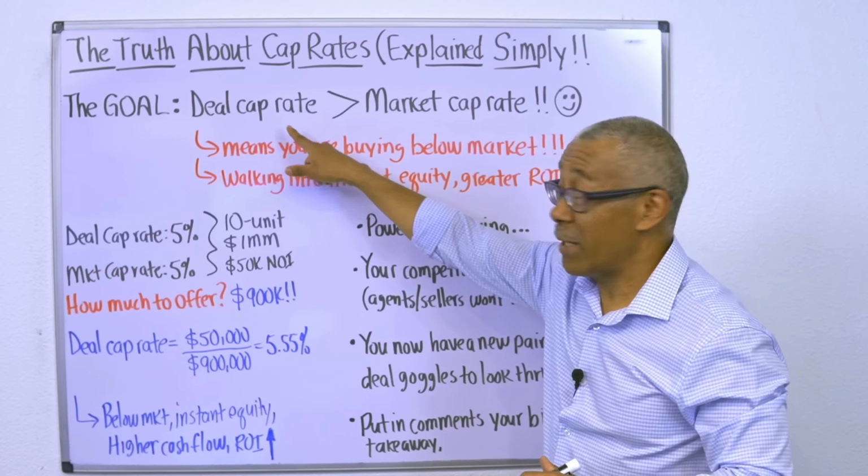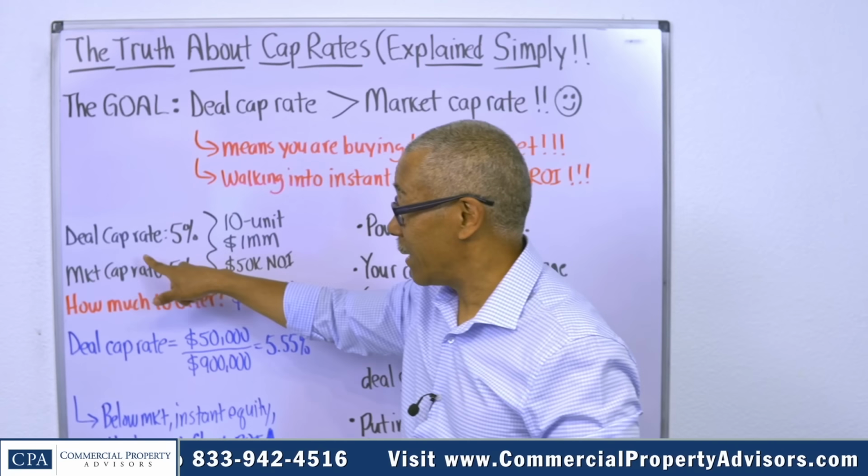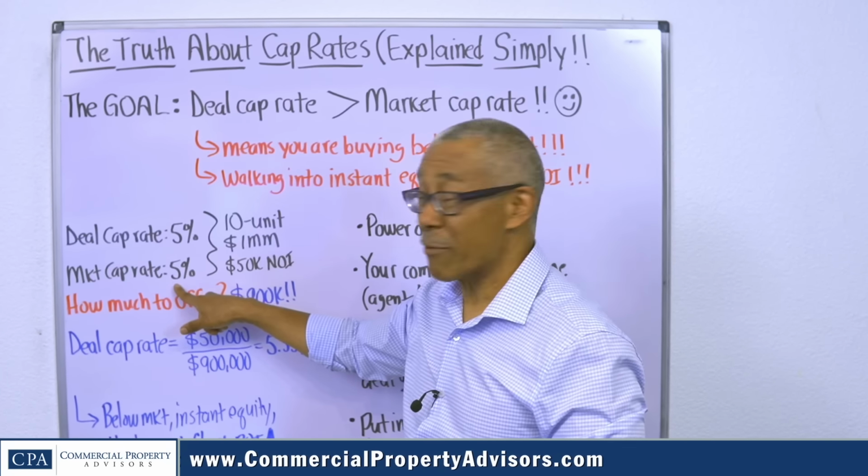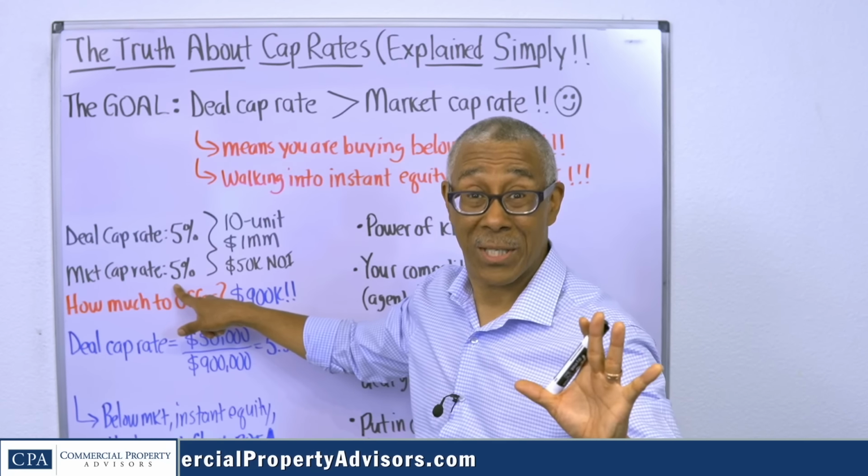And you're going to have a greater ROI, and subsequently, you're going to have greater cash flow. Let me give you a quick example. If you recall, a few minutes ago, we talked about a 10-unit property that was $1 million and it had a $50,000 NOI. Remember that? On that deal, the deal cap rate is 5%, and we also averaged out the market cap rate to be 5% as well.